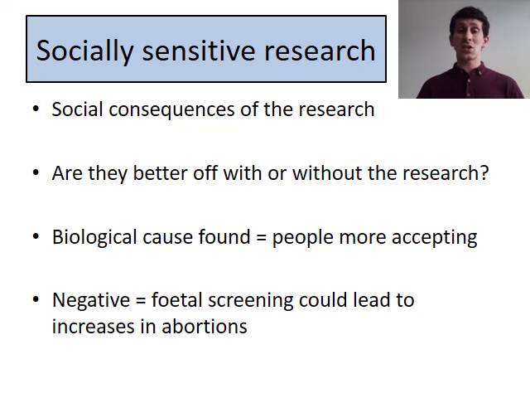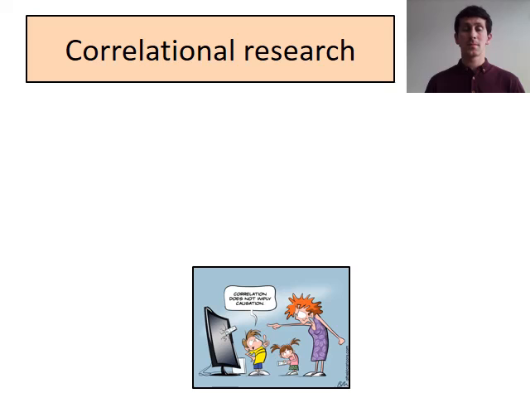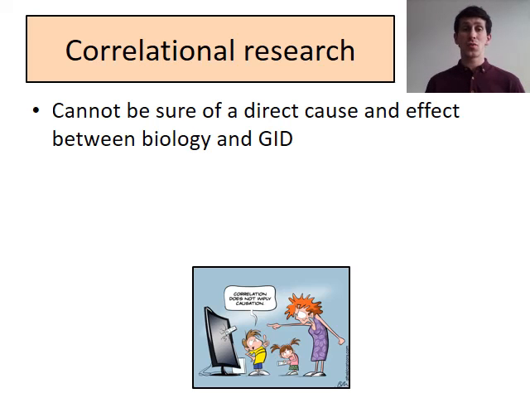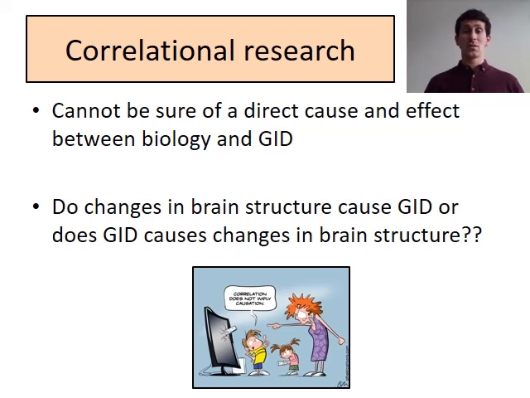So this is essentially socially sensitive research. Are we better with or without it? A further issue with the biological approach is that it's all based on correlational research. So we can't be sure of a direct link between biology and gender identity disorder. For example, do changes in a brain structure cause GID, or does GID cause changes in the brain structure? We can't reliably establish cause and effect from these studies.